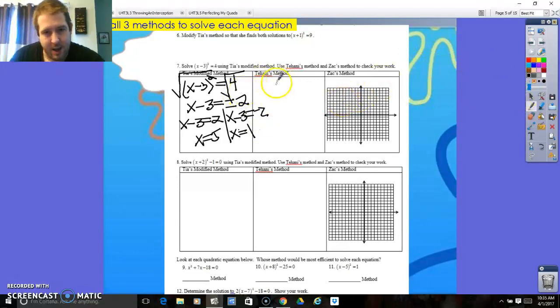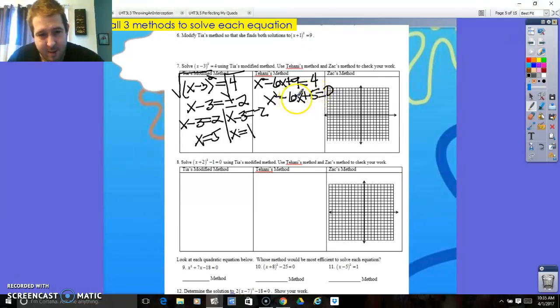Now, I can do Tahani's method. I can change this into factored form. So I'm going to change this into standard form first. I'm going to use my shortcut method here. So x minus 3 squared is really x squared minus 6x plus 9 equals 4. Set it equal to 0. Subtract 4 from both sides. Gives me x squared minus 6x plus 5 equals 0. What two numbers give you 5 but also add up to 6? And that would be x plus 5 times x plus 1.